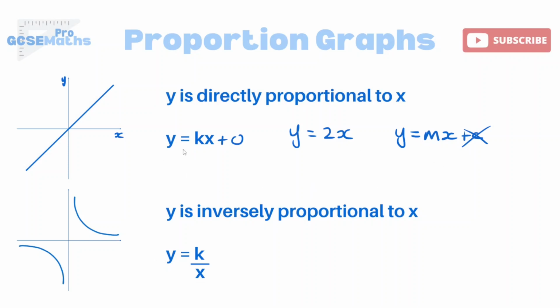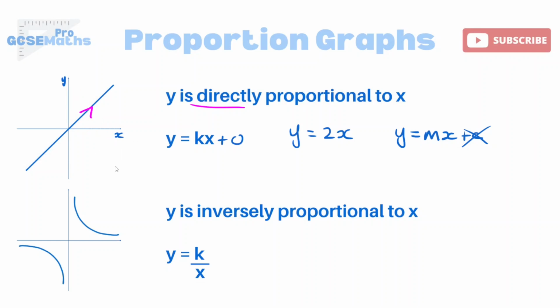Anyway, the point is, if it says y is directly proportional to x, and you remember that the formula for that is y equals kx, just think, what kind of graph is that actually? It's a straight line graph, isn't it? So just look for the straight line. Also, directly proportional means that x and y are going in the same direction, aren't they? So you can see here, as x increases, y also increases, doesn't it?